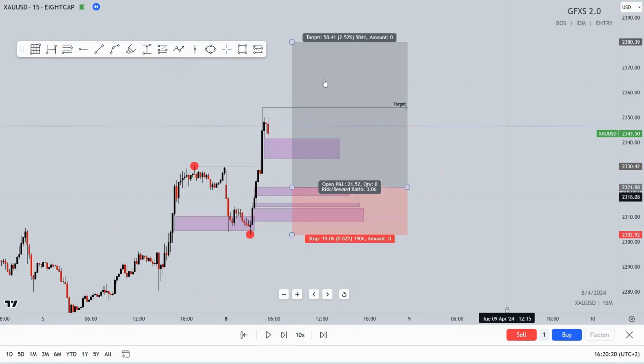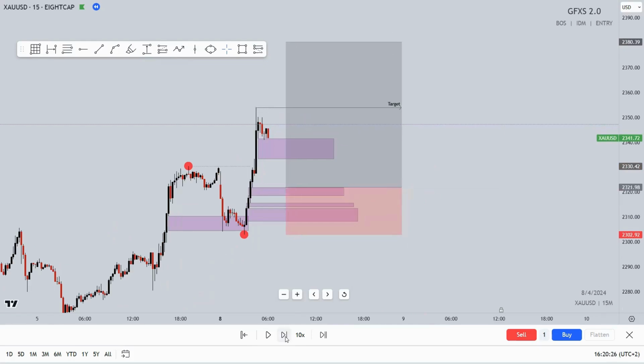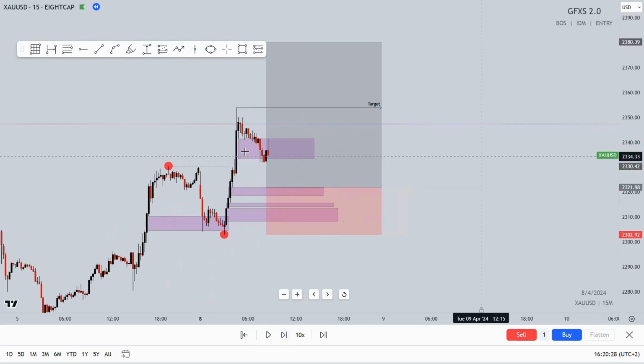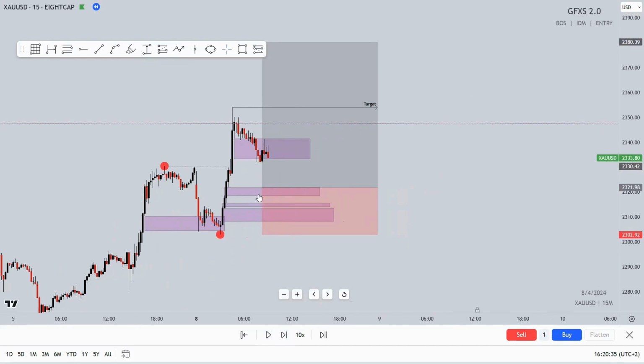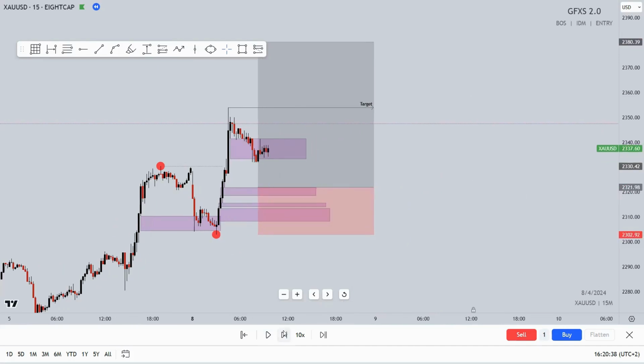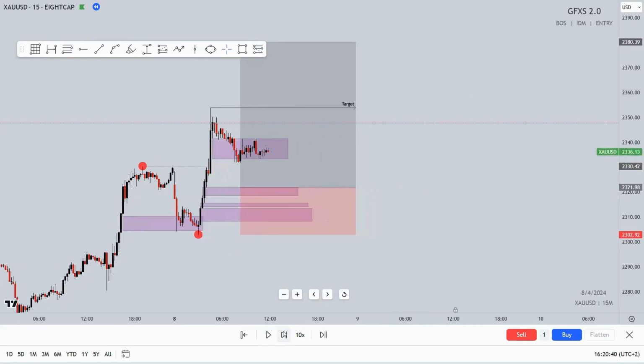In order to find the Fibonacci extended target, you need to get the structure shift. So I will show you in a sec. So this will be the bad fair value gap, which you don't want to take because it's above the equilibrium. And then this will be a good fair value gap you want to take because it's below the equilibrium.